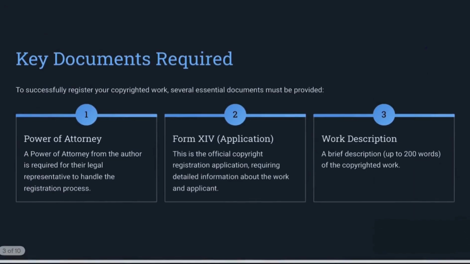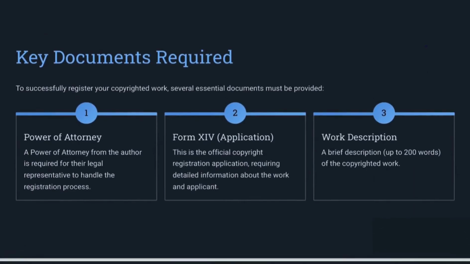For registering a copyrighted work, we may have to give some documents to the office as well. The documents are as follows. Firstly, the power of attorney. Generally, if there is an author, he goes to the lawyer and gets the assistance of the lawyer in the registration process. So the lawyer, to make the work registered on behalf of the author, needs a power of attorney.